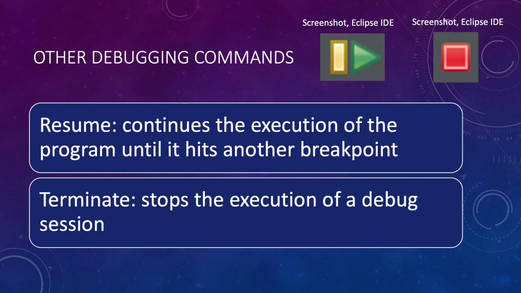There are a few other debugging commands that you may encounter while using the debugger. Resume continues the execution of the program until it hits another breakpoint. If we do not have any other breakpoints in the rest of our code, it will execute the remaining code until the end. Terminate stops the execution of a debug session.